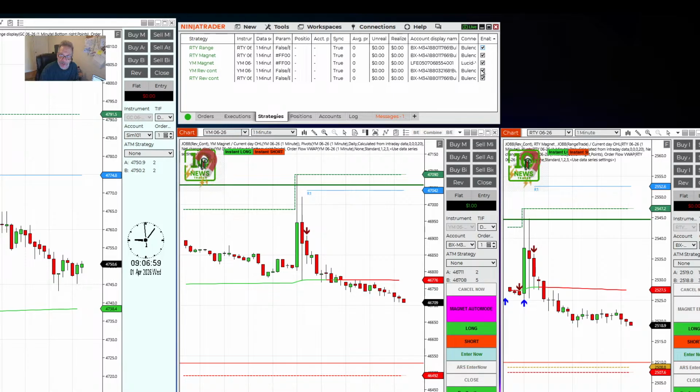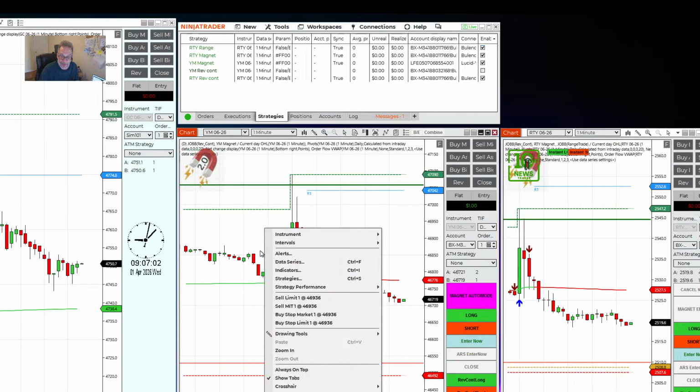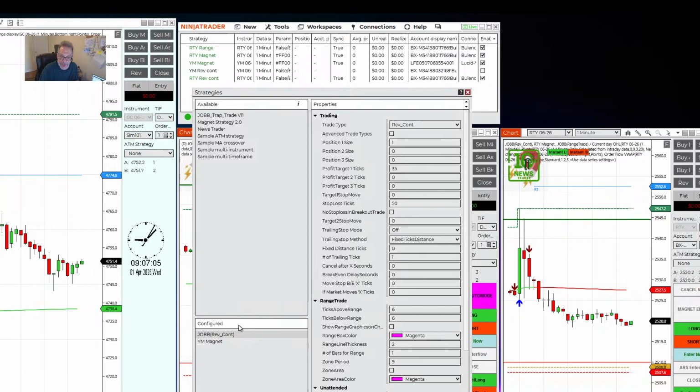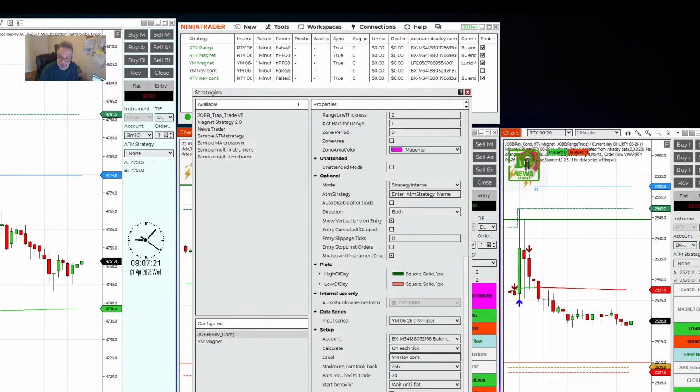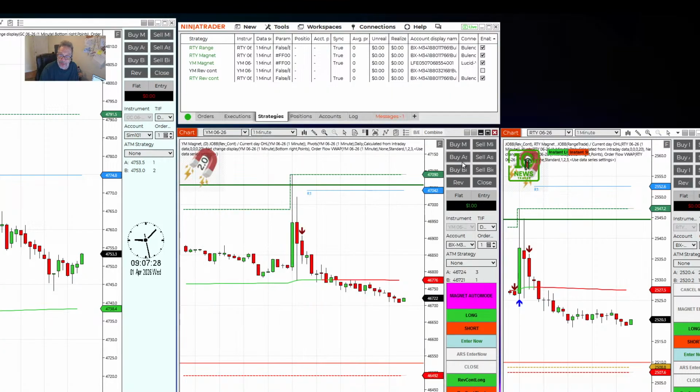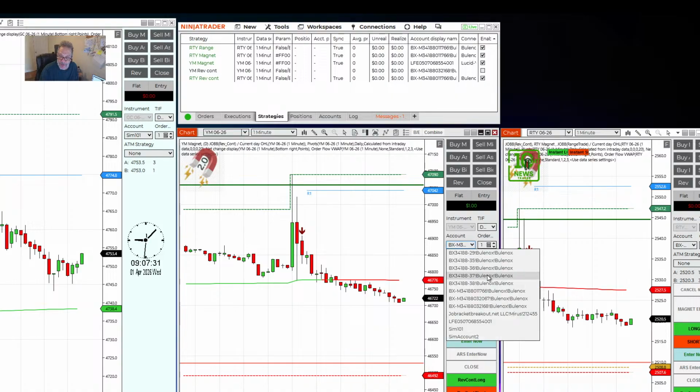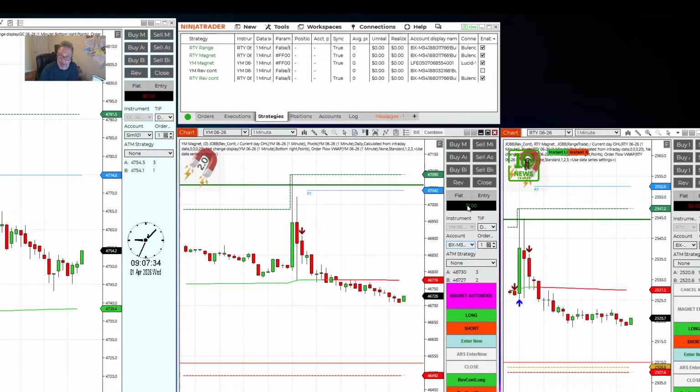So we have a reverse continue on the YM. Right click the chart, strategy, highlighting the reverse continue. One contract, position 1's a 1, 35 target. Going to go 40 on the stop right now. Slide down, label it YM reverse continue, a different funded account. Apply it, okay it. Make sure the chart trader is on that funded account, the correct one. And then turn on your reverse continue for the YM.